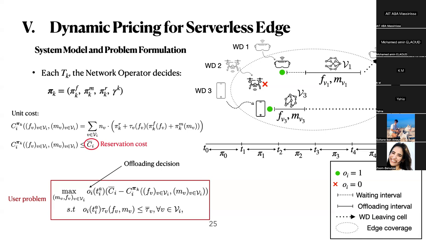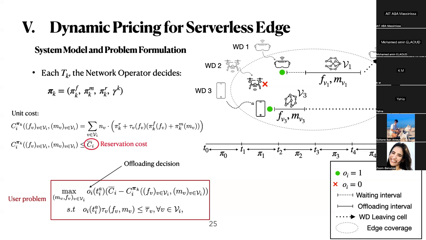So here, in the feedback, basically the user wants to maximize this function, where OI is the offloading decision of the user. When it's one, it means that the user is offloading. When OI is zero, it means that it's not offloading. So the user wants to maximize this under the latency constraint for each function in the set of functions.